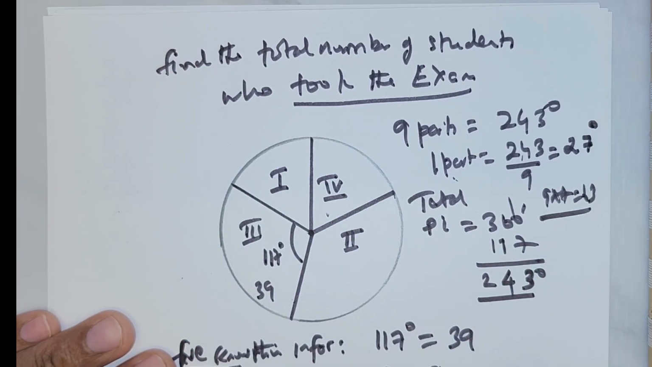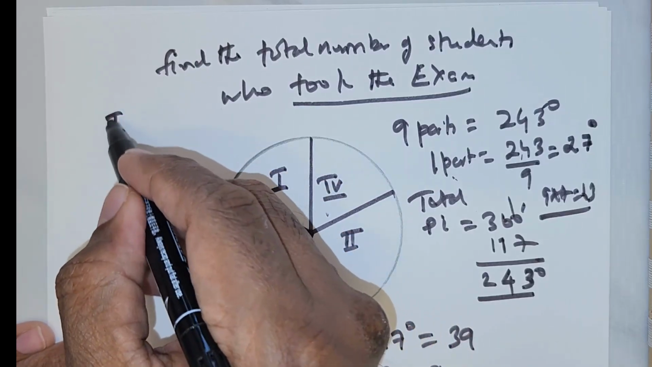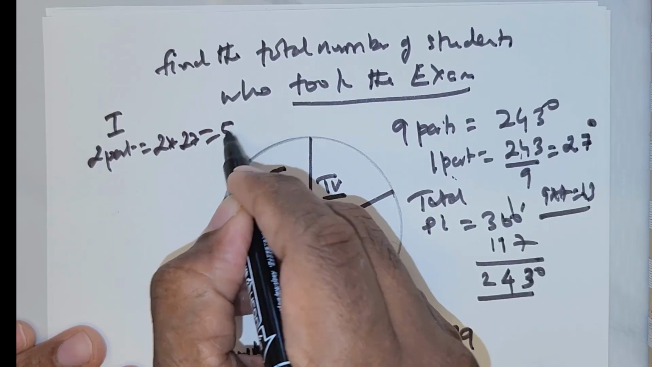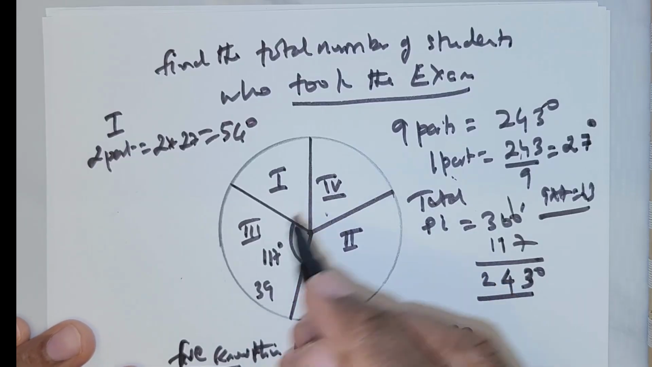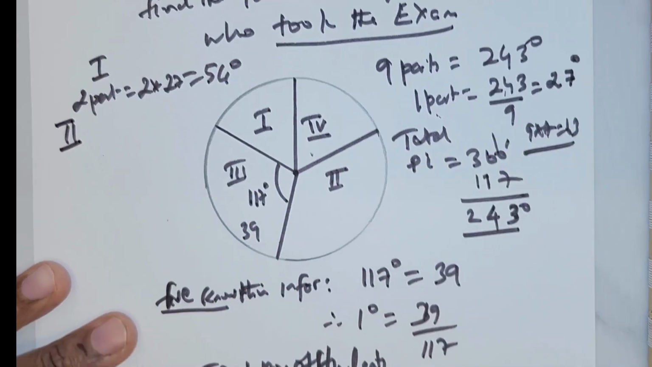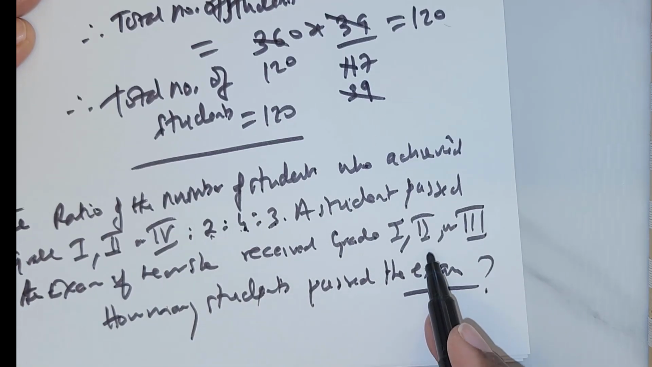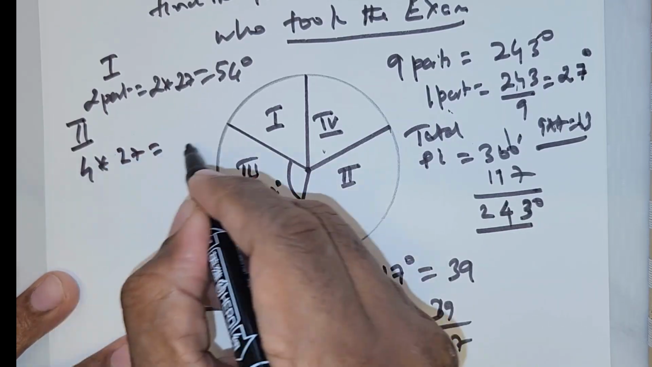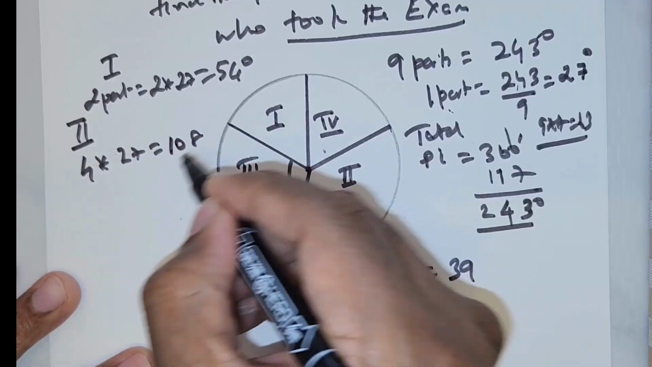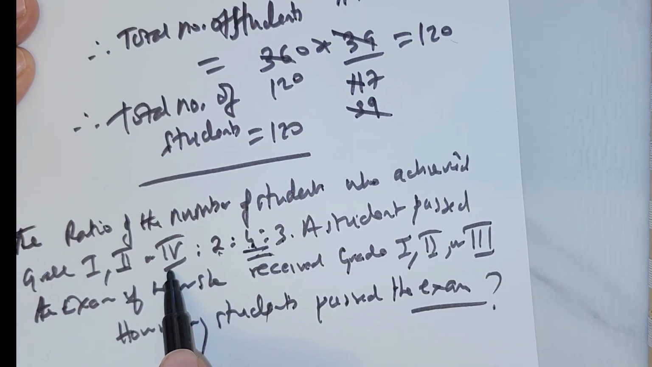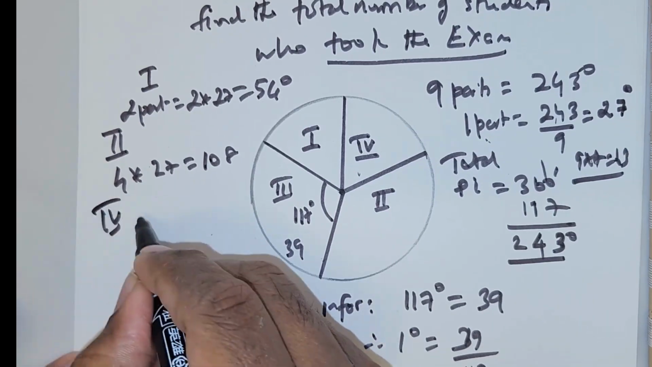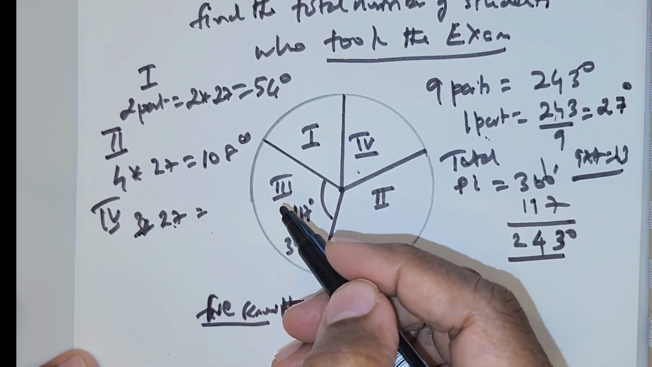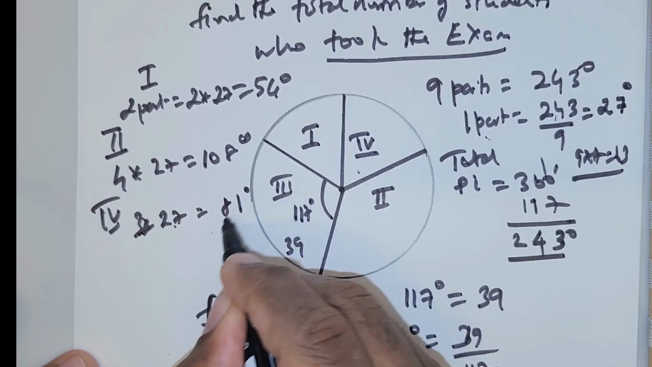So the student who got grade 1 is 2 parts. That's 2 multiplied by 27 is 54 degrees. So this region is 54. The person who got grade 2 is actually 4 parts. So 4 multiplied by 27. 7 4s are 28, 2 4s are 8, 9, 10. 108. The person who got grade 4 is 3 parts. Grade 4 is 3 parts multiplied by 27. That is 7 3s are 21, 2 3s are 6, 7, 8, 81 degrees.